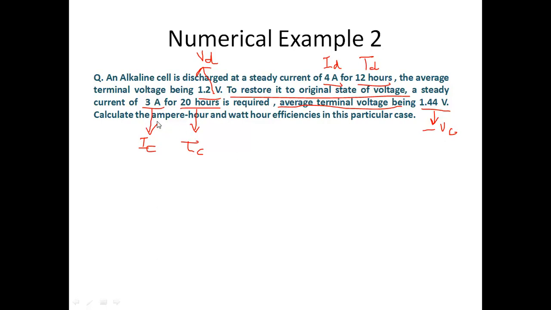The question asks us to calculate the ampere hour and watt hour efficiencies. It is similar to the last question. It is eta AH, the ampere hour efficiency. We know it is ID into TD divided by IC into TC. You can put the values and solve for this efficiency, and it comes out to be 80%.